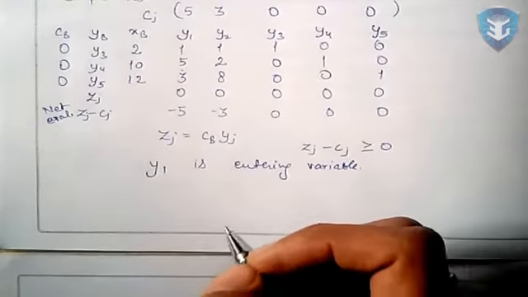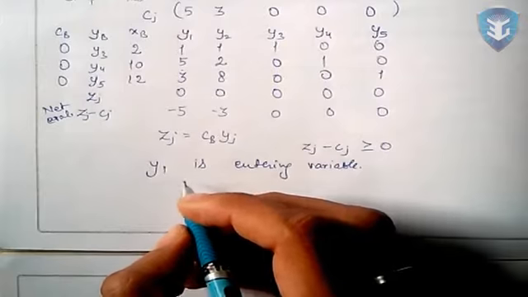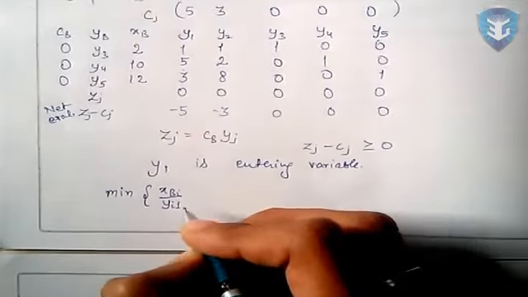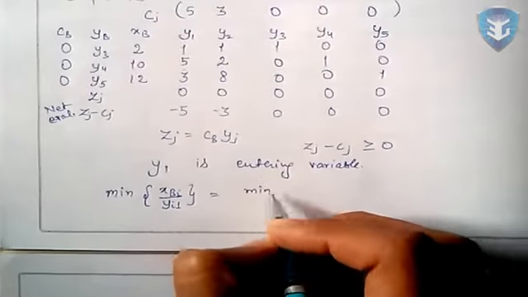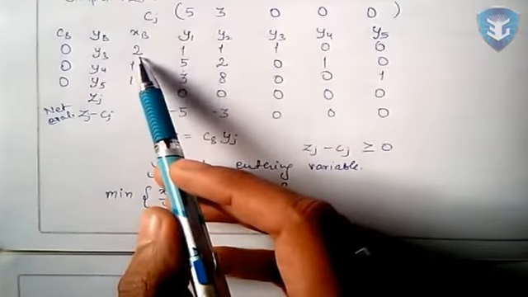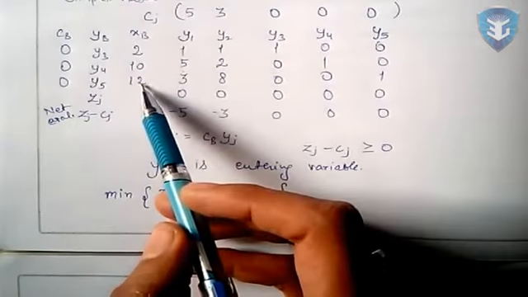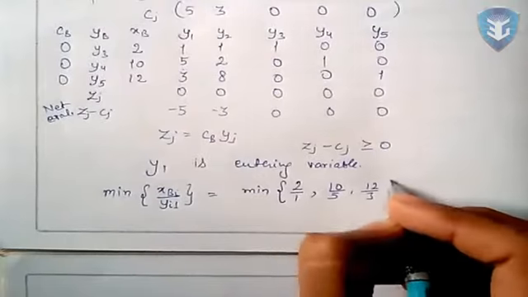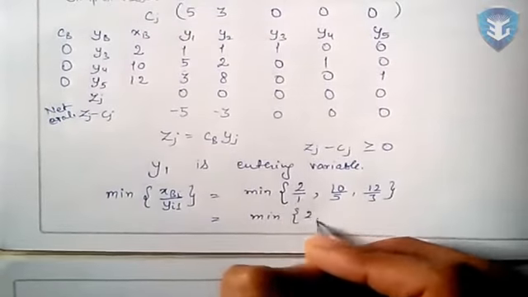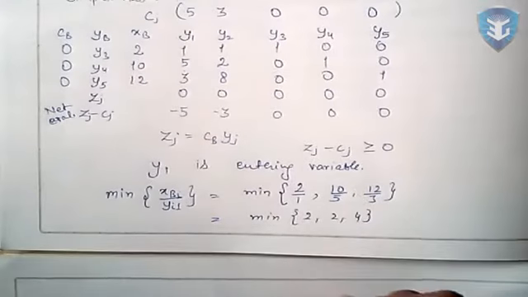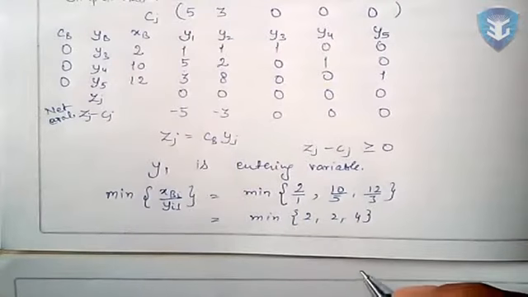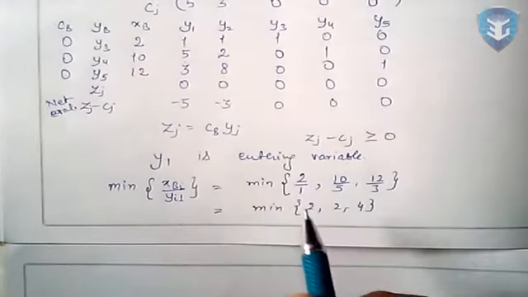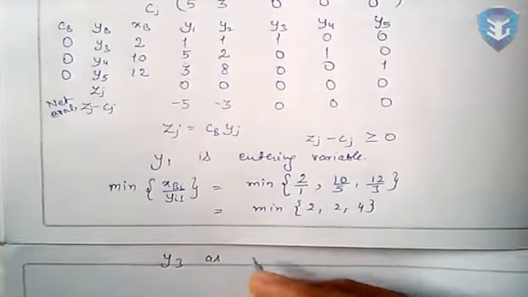Now we need to determine the leaving variable, and to determine the leaving variable, we need to find the minimum of xbi upon yi1. That would be equal to xbi means 2 upon 1, 10 upon 5 and 12 upon 3. And we have minimum of 2, 2, 4. As two of our values are the same, and the rule says that such ties are to be broken arbitrarily, we'll choose this 2, which corresponds to the variable y3, and we will consider y3 as the leaving variable.